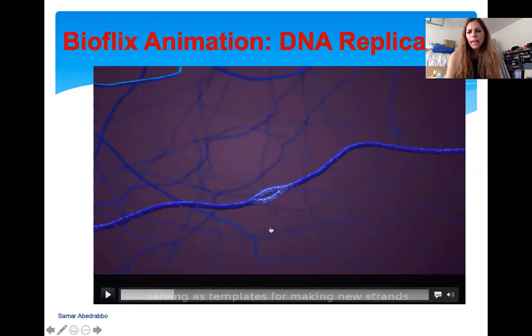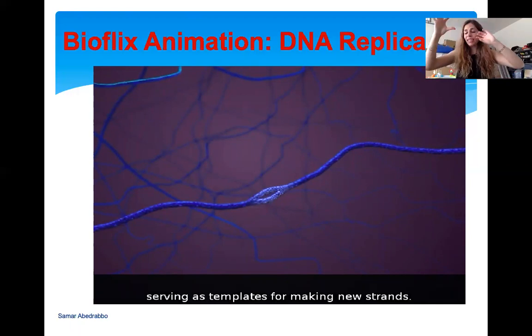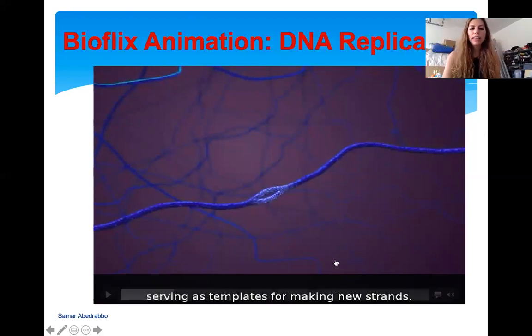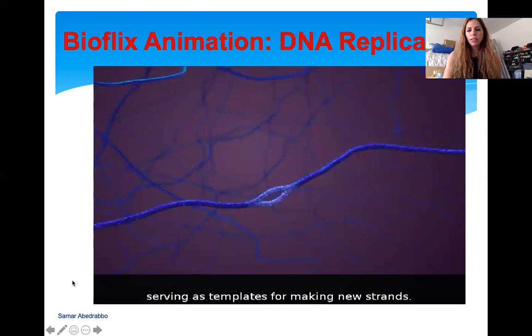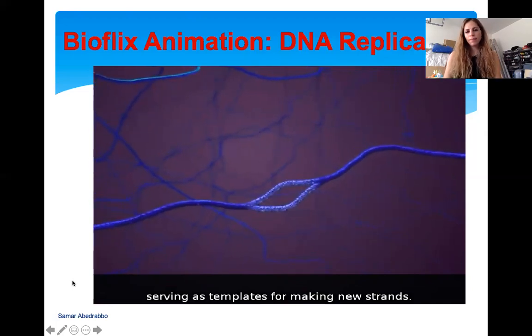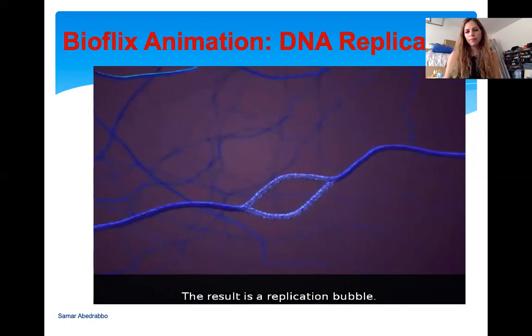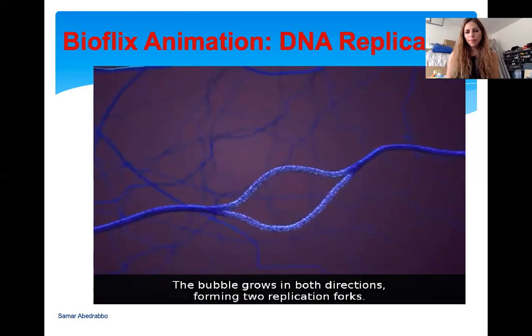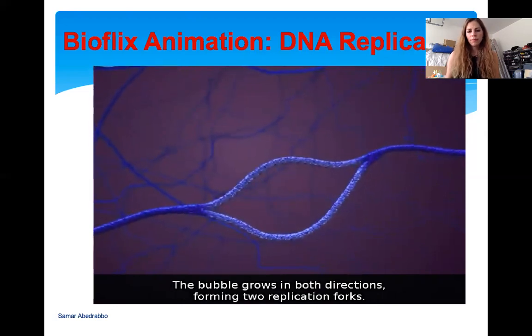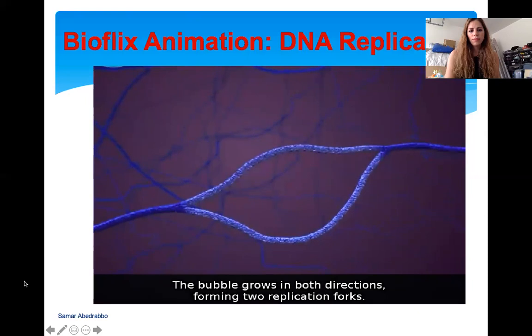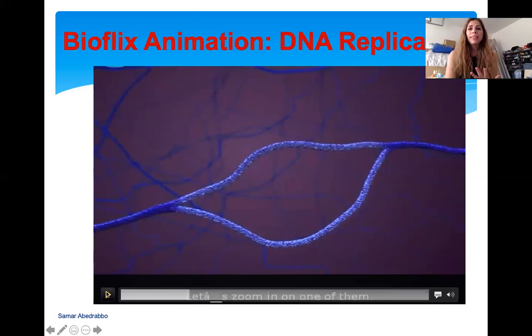So now the narrator of this video is saying, first, here's the origin of replication, and where replication happens, the sides of replication, we call it the replication fork, and that's where all the enzymes will come in. As templates for making new strands. The result is a replication bubble. The bubble grows in both directions, forming two replication forks. So that's what I meant when I said that replication is bidirectional.